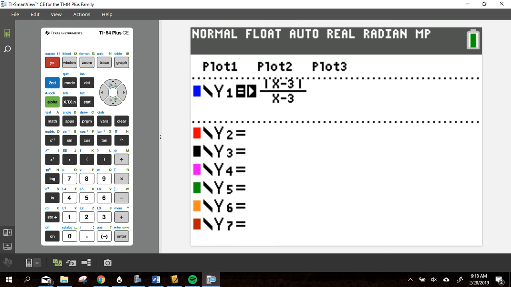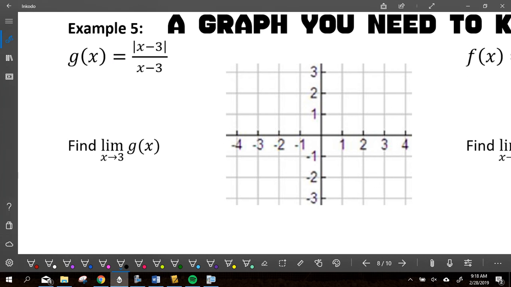What happens if you plug in 3 on top and bottom? I get 0 over 0 if I plug in 3, right? Because I get 0 on top, 0 on bottom. That's indeterminate form, okay? There's a hole in my graph. All right, so I can't just do direct substitution. I wish direct substitution would work. There's a hole right here. But what I can do is look at the graph and understand the graph.